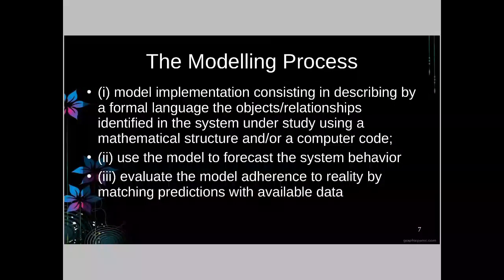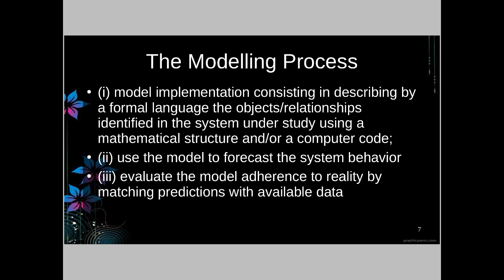So the modeling process has three basic steps. First, the model implementation consists of describing, in a formal language, the objects and relationships identified in the system under study, using a mathematical structure or computer code. Afterwards, you use that model to forecast the system behavior. And finally, you need to check whether your model is actually a good representation of your system, so you evaluate the adherence of the model to reality by matching the conditions with experimental data.